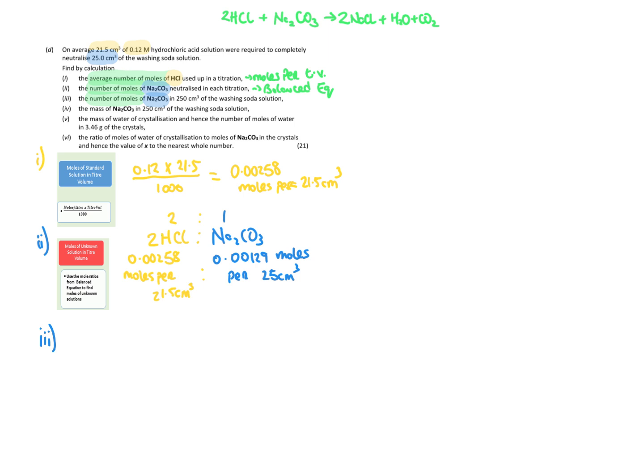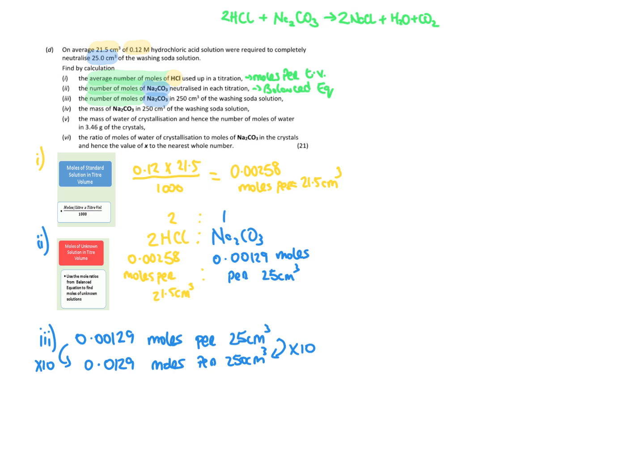we can do, because we know from the previous part that we have 0.00129 moles of our sodium carbonate per 25 centimeters cubed. So if I want to go from 25 centimeters cubed to 250 centimeters cubed, I can simply multiply by 10. So that must mean that I must multiply the number of moles by 10 also. So that means we get 0.0129 moles per 250 centimeters cubed, and that is enough to answer part 3.